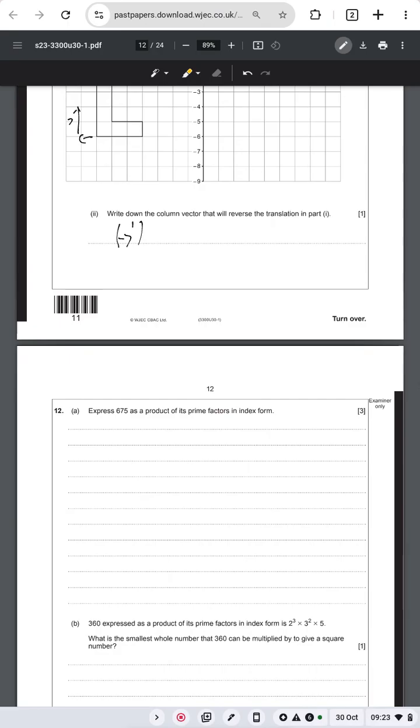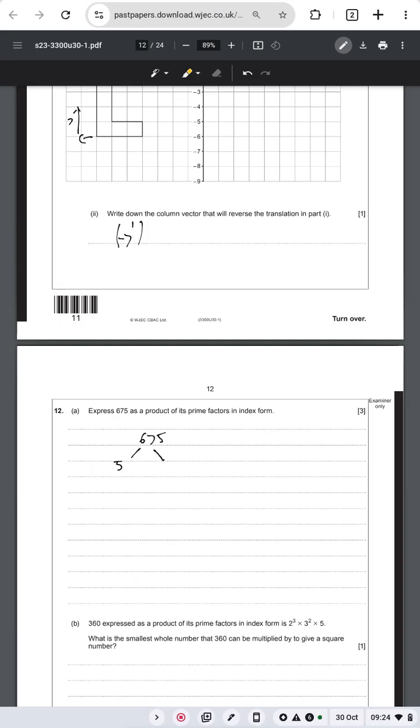Express 675 as a product of its prime factors in index form. Okay, so this one we do the tree method. So we start off with 675. This is going to be divisible by 5, the smallest prime number that's going to initially go into this.